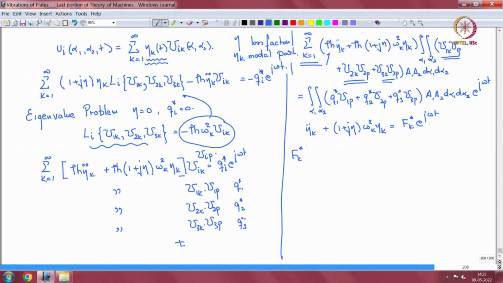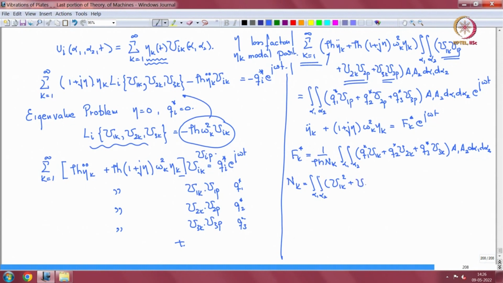where f_k star, we know this from before, is 1 over rho h N_k times the integral over alpha 1 and alpha 2 of q1 star u1k plus q2 star u2k plus q3 star u3k, A1 A2 d alpha 1 d alpha 2, and the familiar N_k is the integral over alpha 1 and alpha 2 of u1k square plus u2k square plus u3k square, A1 A2 d alpha 1 d alpha 2.